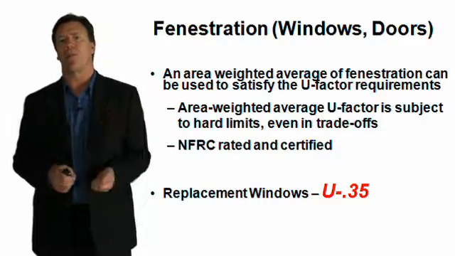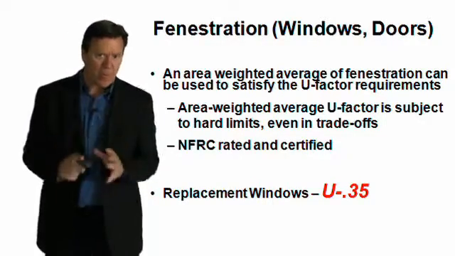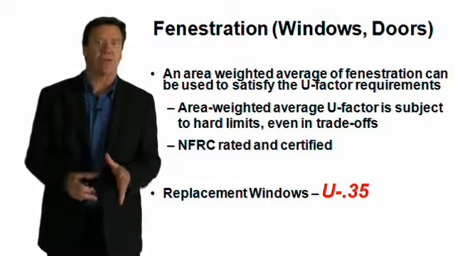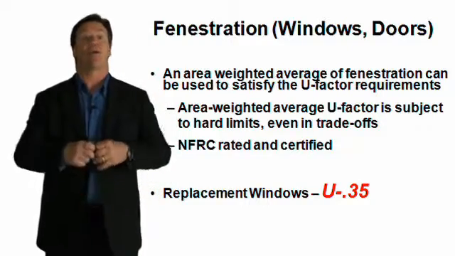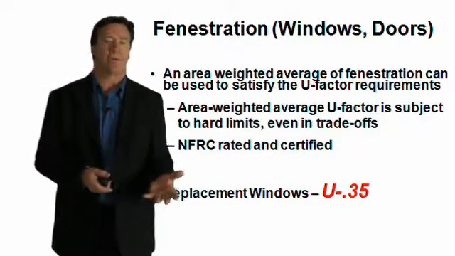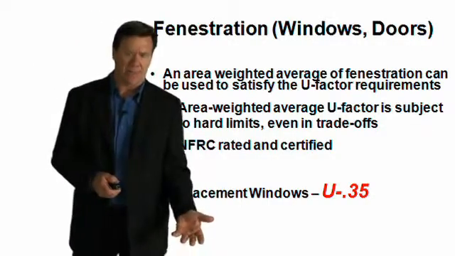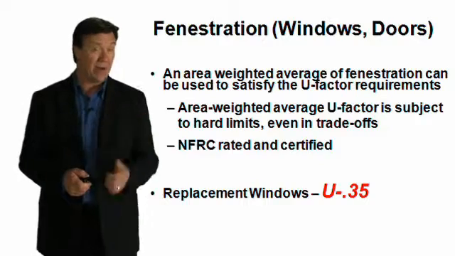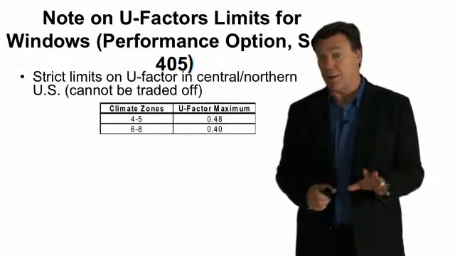Now that is an area weighted number. It's important to recognize that not every specific window has to be 0.35 or less. It just means that the area weighted average has to be, so that when we average all the windows, the total average U factor of those windows has to be 0.35. So some could be slightly higher. That means that some would have to be slightly less in order to meet that area weighted requirement.